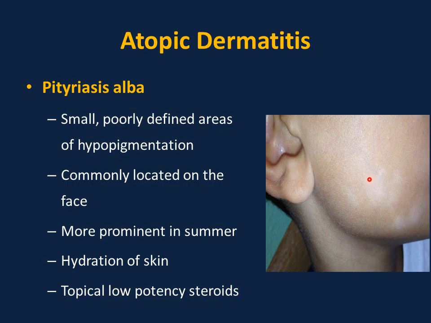Also, applying topical low potency hydrocortisone, for example hydrocortisone 1%, is very helpful, but you also need to teach the parents this may take a long time to disappear.